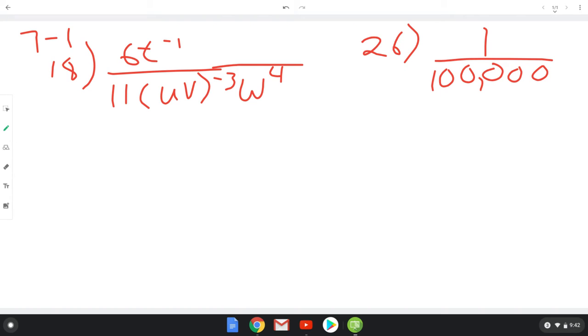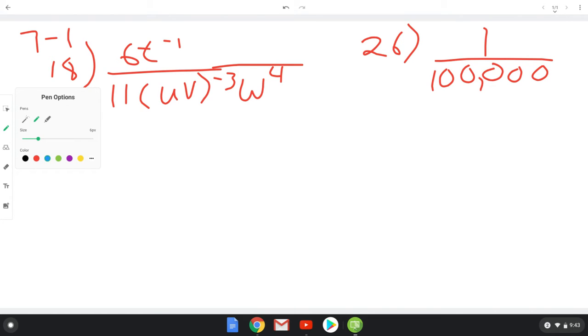All right, here is 7-1, numbers 18 and 26. So looking at 7-1, or number 18, sorry. The first thing you want to notice is that we have something in parentheses with an exponent outside the parentheses. So the first thing we're going to do is distribute that into our parentheses.